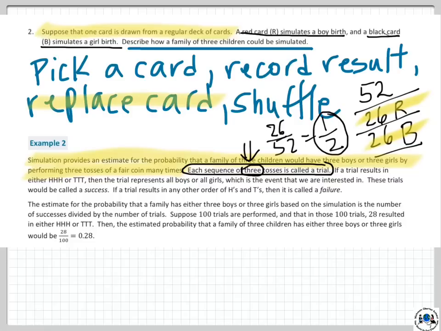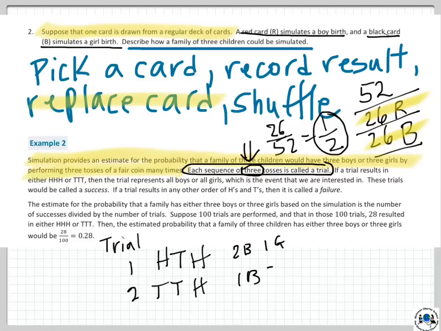So each sequence of those 3 tosses is going to be looked at as a trial. Just to hopefully understand that, I flip a coin and have heads. Flip a coin, tails. Flip a coin, heads. That is one trial, so this would be trial 1. Then if I had trial 2, flip, tails, flip, heads, for example. That's trial 2. So in this scenario, I had 2 boys and 1 girl. Then I had 1 boy and 2 girls in this trial.